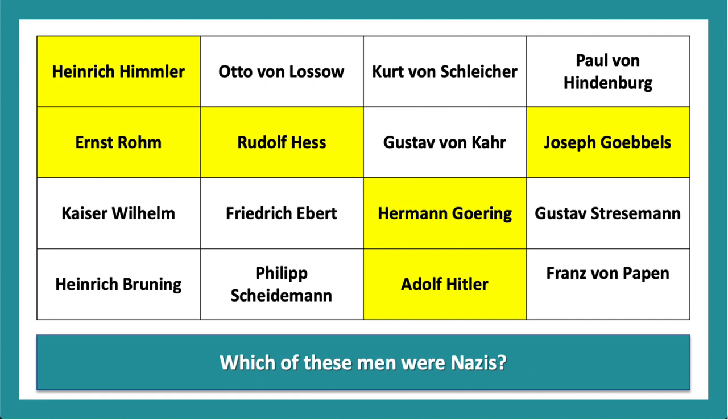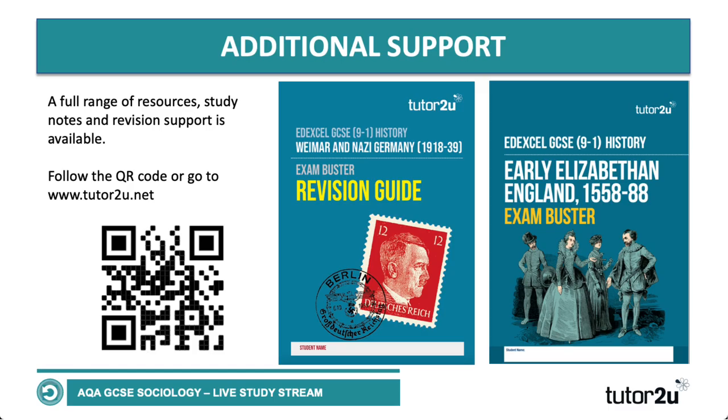And well done for avoiding some of the others. As mentioned, some of them like Kaiser Wilhelm and Friedrich Ebert were definitely from earlier in the course and the story, but there are a couple of others that you could easily have mistaken potentially. So well done for spotting those.